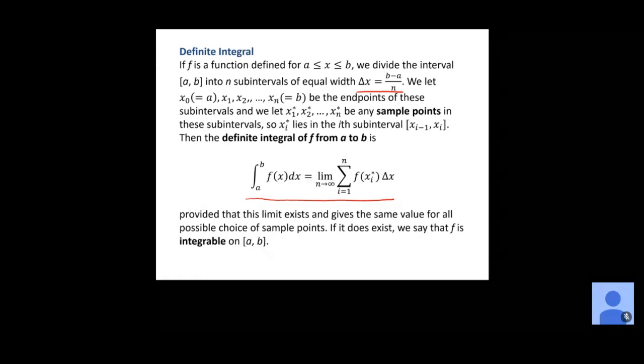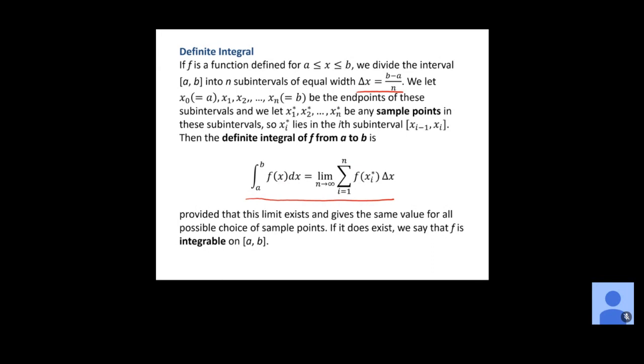Any questions about any of the notation on this slide right now? Okay.